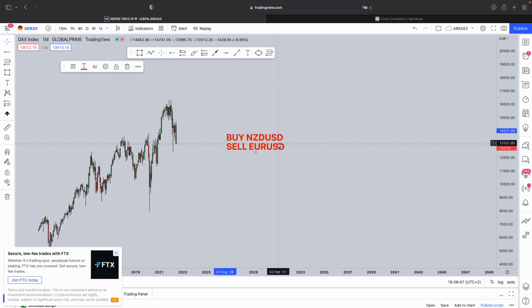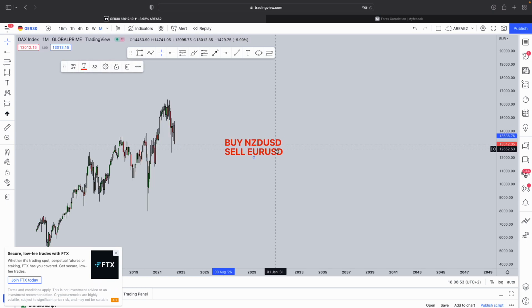Now, the thing about this is that sometimes it can work, sometimes it doesn't work at all. Now, there's only one way that this can work. Before we continue, it's important to understand what a currency correlation is, and I'll tell you exactly where you go and look for pairs that correlate well with one another, and what I'm saying is going to make a lot of sense after I've explained it to you.